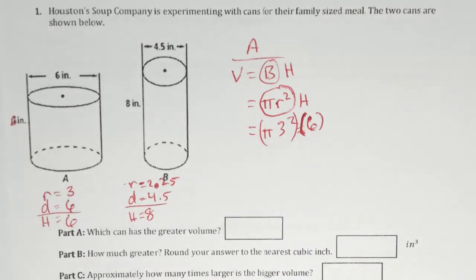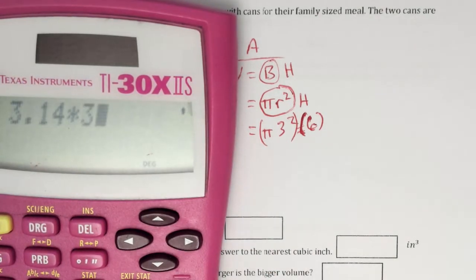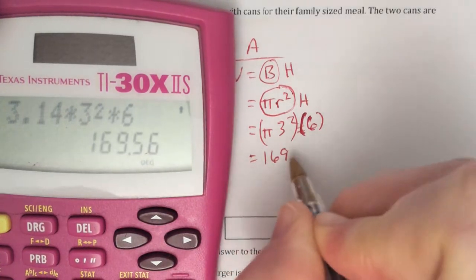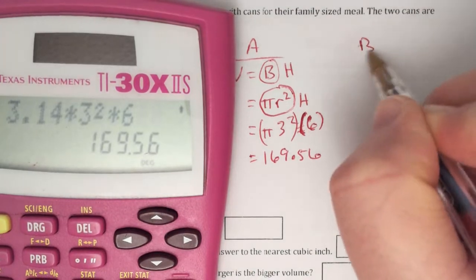Excellent. And just type that in your calculator. So we have 3.14 times 3 squared times 6. I put that in the calculator, and I get 169.56.